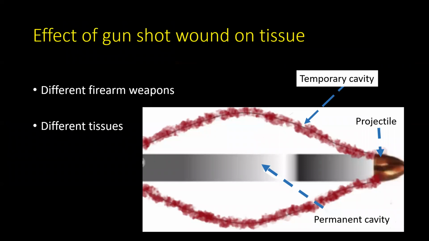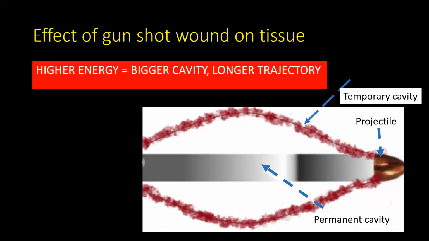Finally, let's think about gunshot wounds. So there are multiple different firearms which have multiple different energies, and these have different effects on different tissues. But the important thing to remember is that when a bullet passes through a tissue, it causes a permanent cavity and a surrounding temporary cavity. And for both of these, the bullet has delivered energy. And the degree of energy that is delivered corresponds to the width of the cavity and the length of the trajectory. So a higher energy bullet will cause a bigger cavity and a longer trajectory.